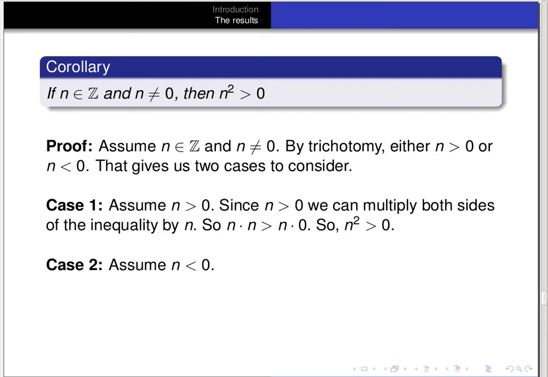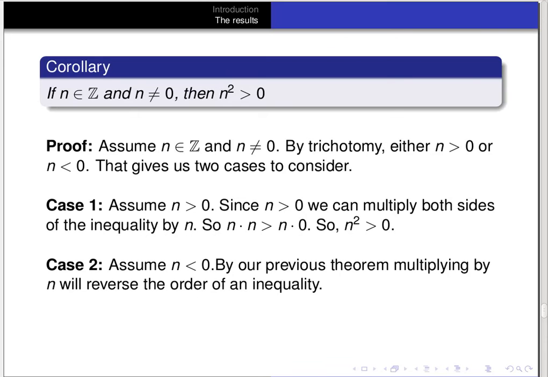Now in our second case, we have n is less than 0, and we're going to apply the last theorem that we proved, that multiplication by negative numbers reverses the inequality. So we can multiply both sides of this inequality by n, and we get n times n is greater than n times 0. In other words, n squared is greater than 0. All right? So in either case, we have n squared is greater than 0, and that proves the corollary that if n is a non-zero integer, then its square is greater than 0.